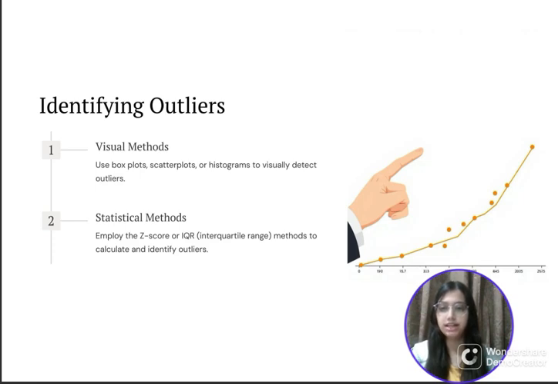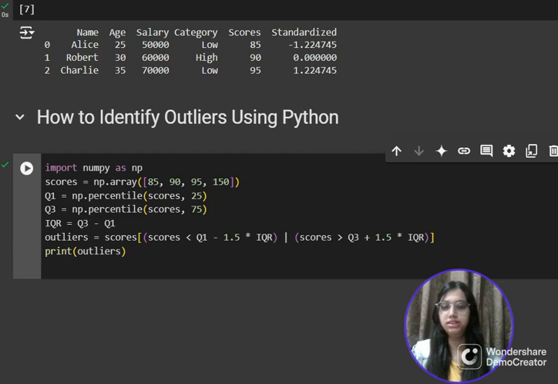Next one is the statistical method. In this we employ z-score or IQR methods to calculate and identify outliers. So let's see the code, and here we are using the IQR statistical method. So first we imported our libraries, then we have given our scores, and then we give the percentiles. So let's see an output, and see, here we got an output.